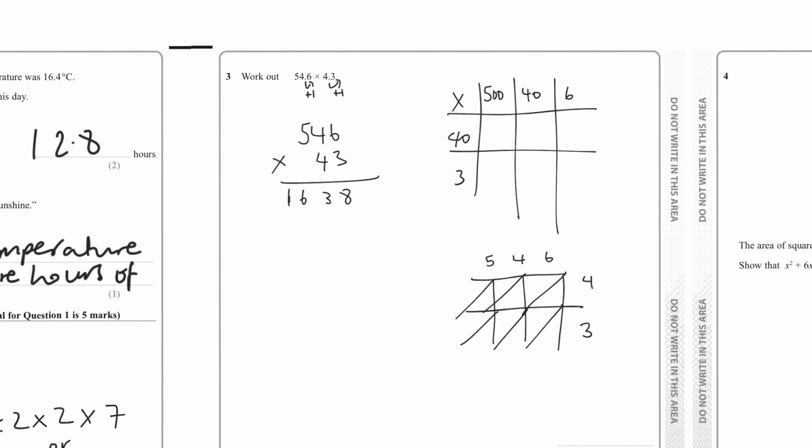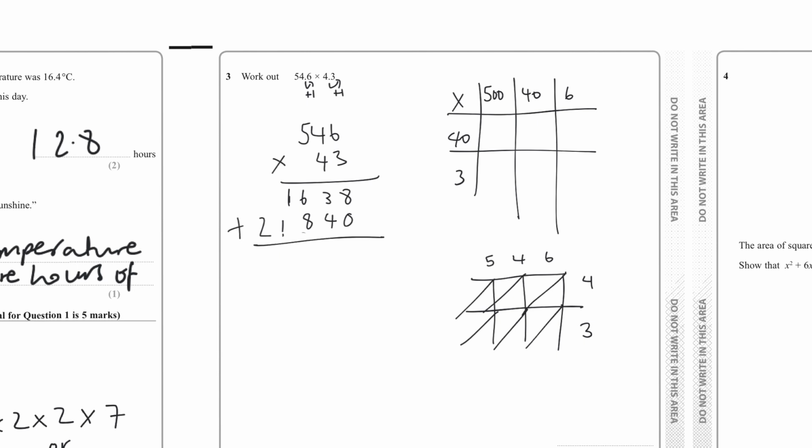Then, because it's 43, because it's 4 tens, we're going to add the 0. Then 4 times 6 is 24, carry the 2. And then 4 times 4 is 16, plus the 2, which is 18. I jumped ahead. And then 4 times 5 is 20, plus the 1 is 21. Then we're just going to add those together.